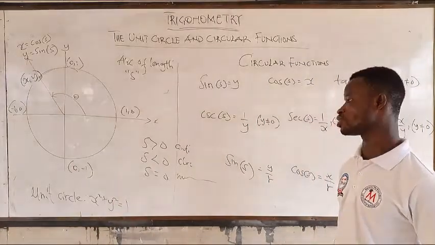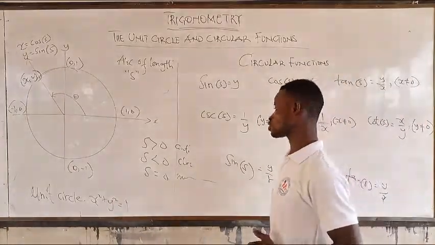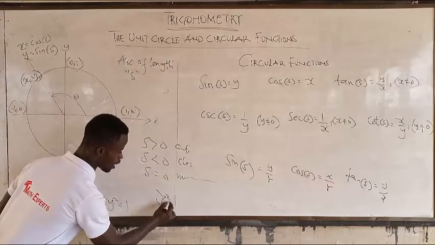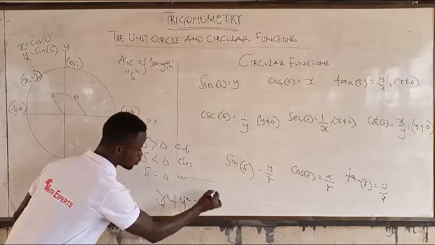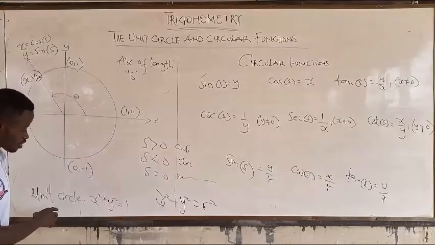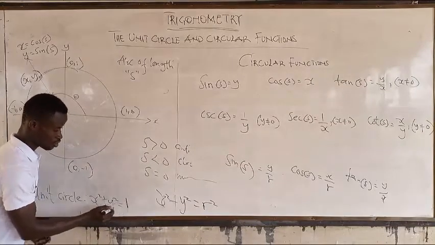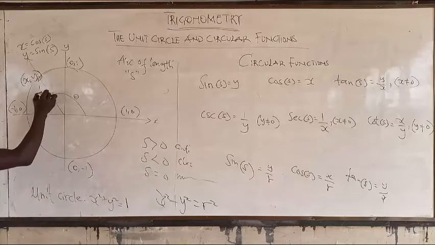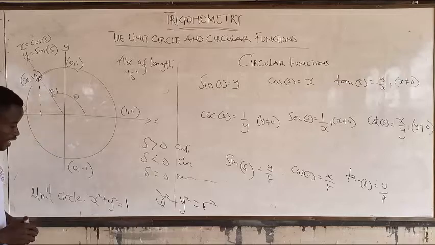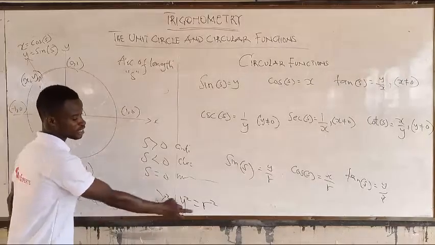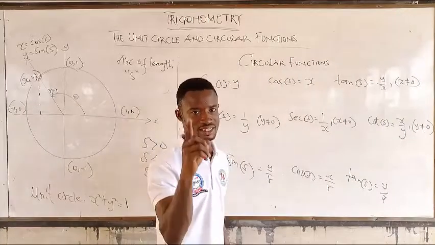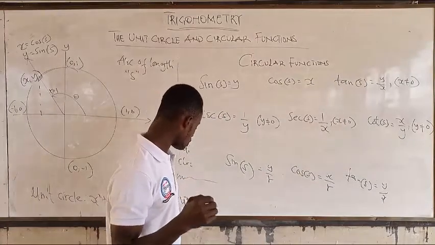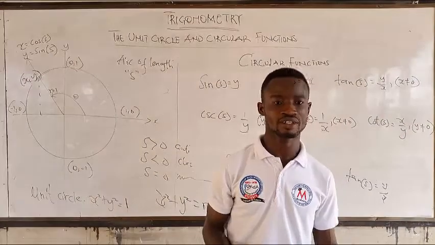It's not that we're going to assume, because we know that a circle is in the form x squared plus y squared equal to r squared. And from the unit circle we have here, we see that the r, which is the hypotenuse here, is equal to 1. So here is representing the r. On the unit circle, take note, your radius is 1.